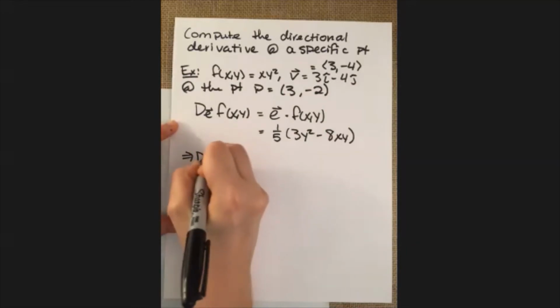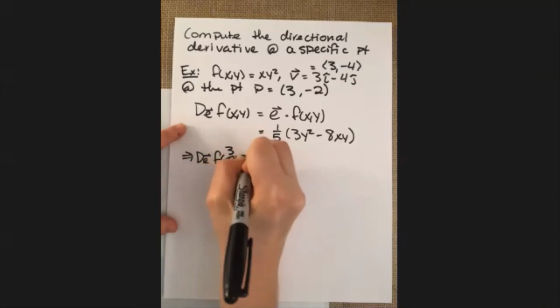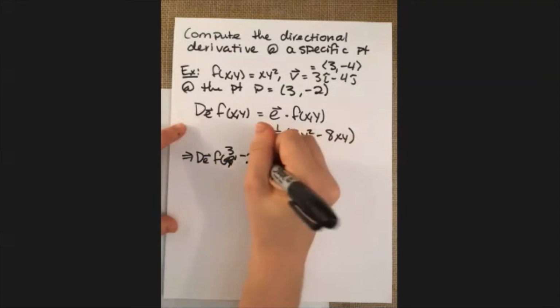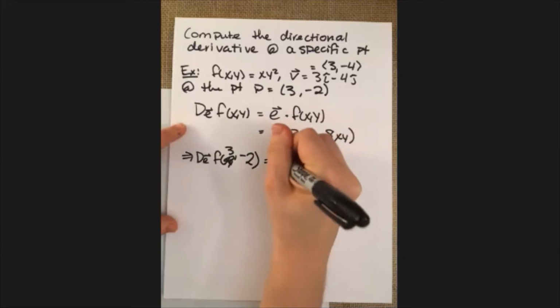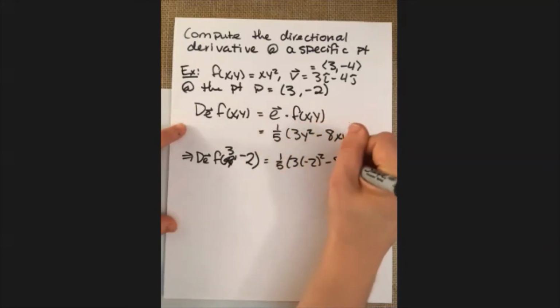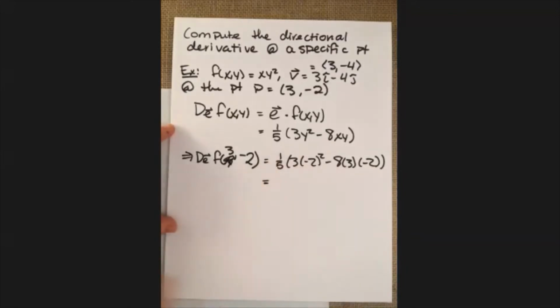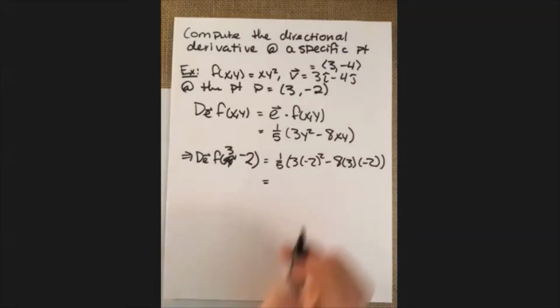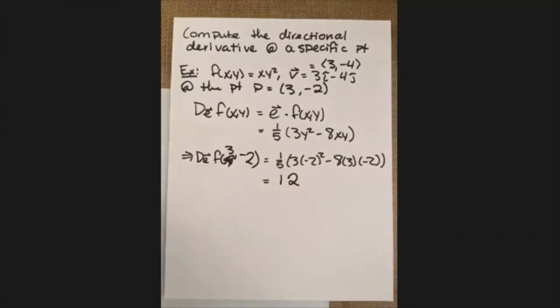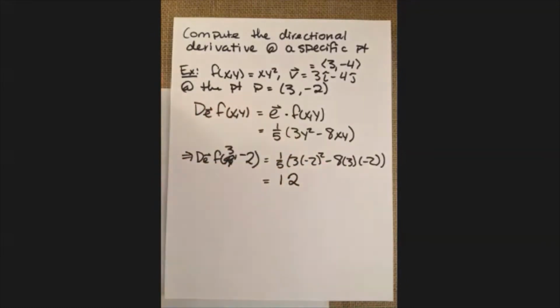So we're taking the directional derivative at (3, -2). And so we'll have 1/5 times 3 times (-2) squared minus 8 times 3 times -2. At this point, all you have to do is simplify that down, put it in a calculator, and you are going to wind up with 12 at the end of this. So again, the main idea here: compute the directional derivative and then plug in the point that you are given.